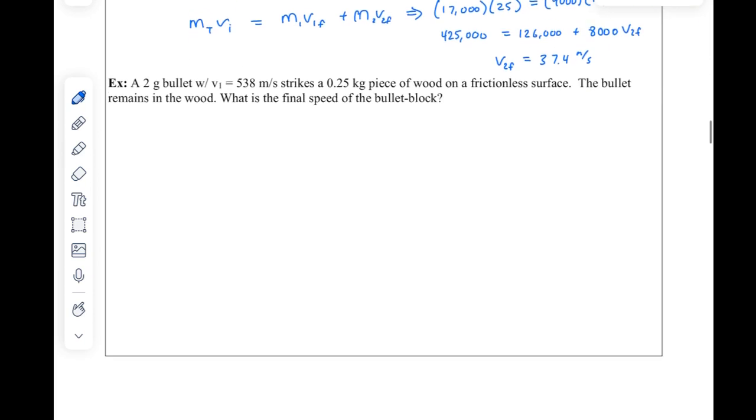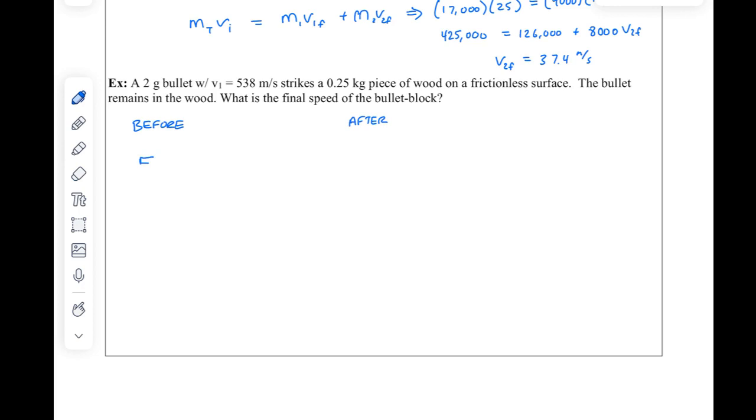Okay, let's look at this next one. It says a 2-gram bullet with a velocity of 538 meters per second strikes a 0.25 kilogram piece of wood on a frictionless surface. The bullet remains in the wood. What's the final speed of the bullet-block? So again, let's do before and after pictures. When you have collisions or explosions, we always want to look at it through the lens of momentum, and we are going to start with before and after pictures.